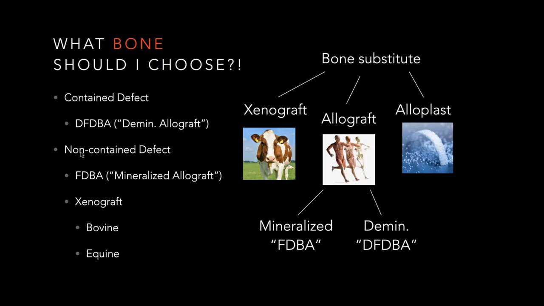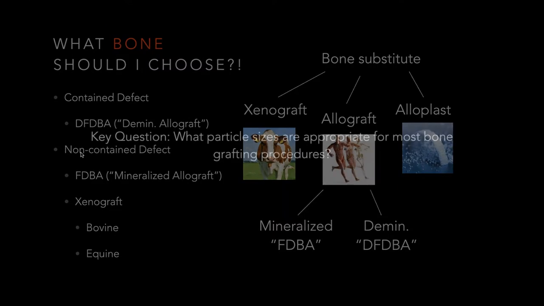And then there's also allograft, and there's mineralized and demineralized allograft. And allograft is of human origin, right? And so typically is donated cadaver tissue. And then there's alloplast, which is synthetic. And so how do you choose between them?